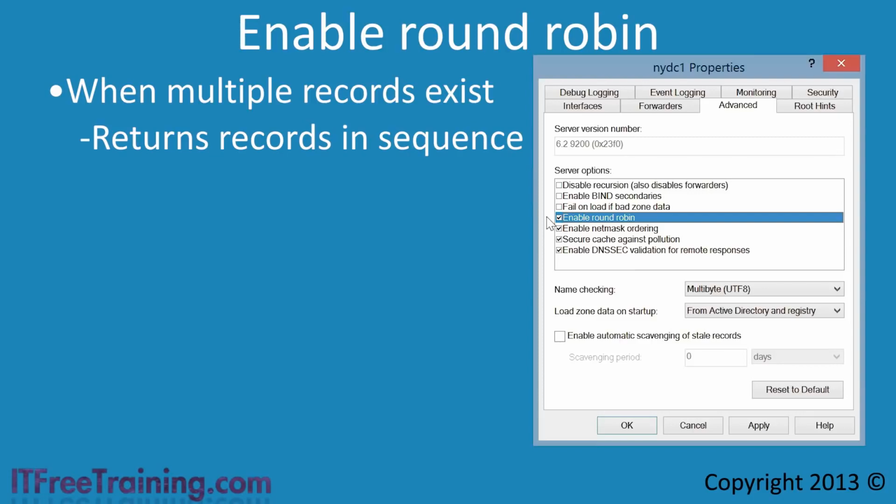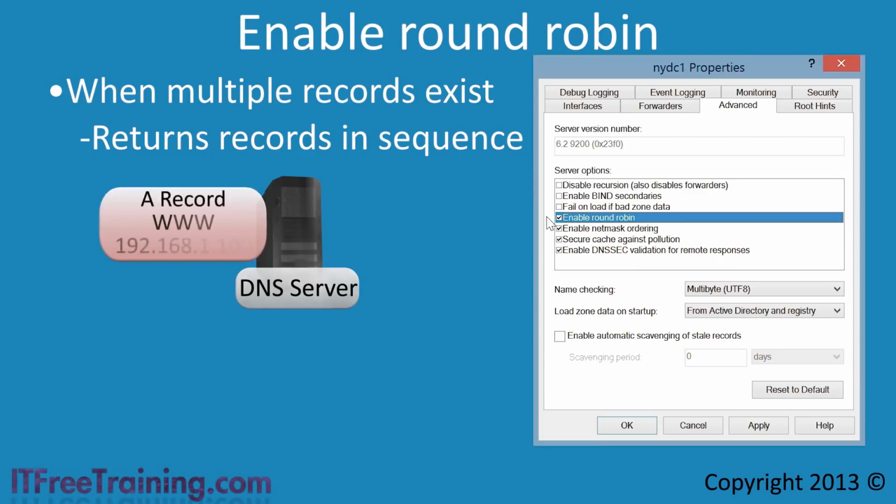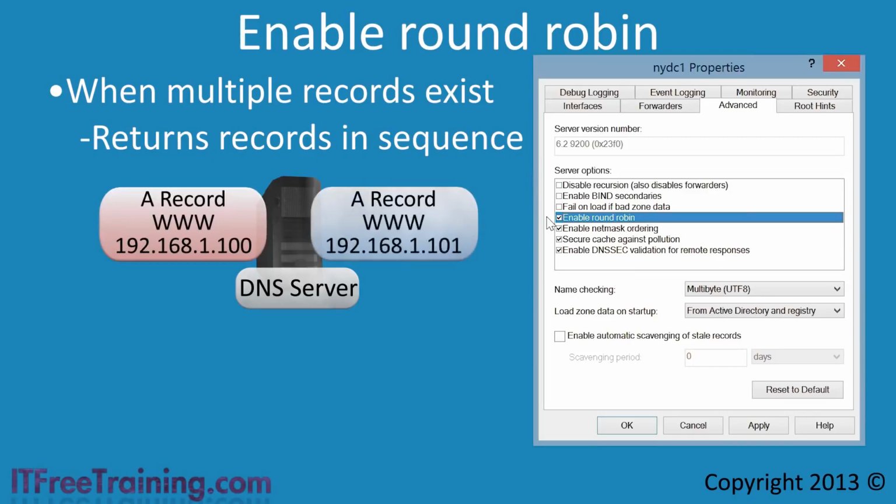To understand how this works, consider a DNS server which has two DNS records on it. The first one is an A record for www. The second one is once again an A record for www. DNS allows you to have more than one DNS record with the same name. However, this time it has a different IP address to the first one.